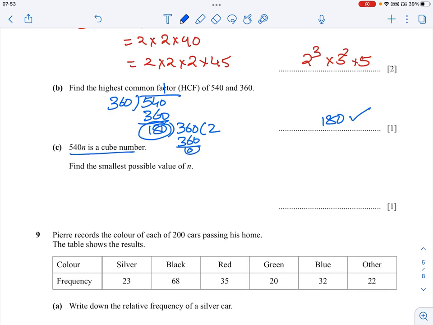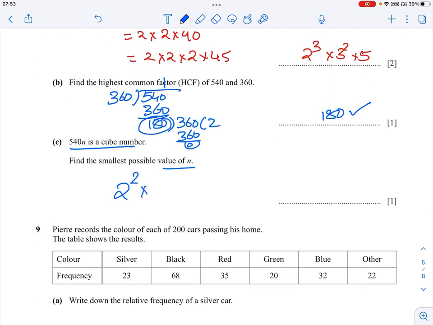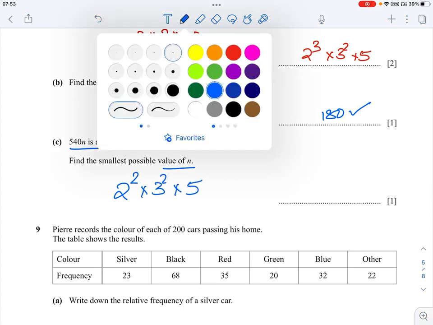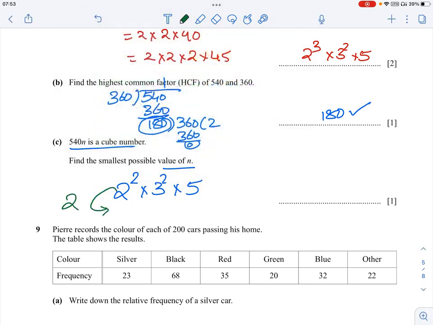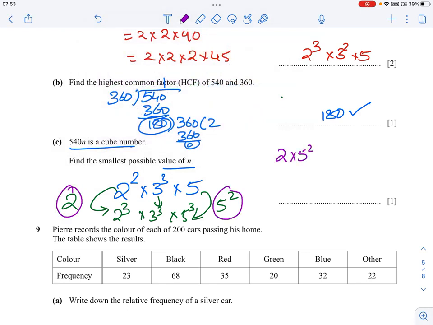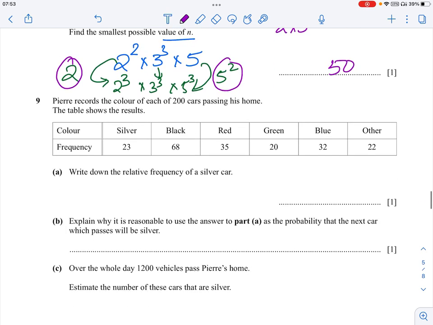540n is a cube number. Find the smallest possible value of n. 540 is nothing but 2 squared times 3 cubed times 5. So it is a cube number, so it should be multiplied by 2 to become 2 cubed. And it is already 3 cubed, so no need to multiply. This one remains as it is. And 5 should be multiplied by 5 squared to become 5 cubed. So what is the smallest number I should be multiplying with? 2 and 5 squared, which is nothing but 50, is the smallest number which I should be multiplying with.